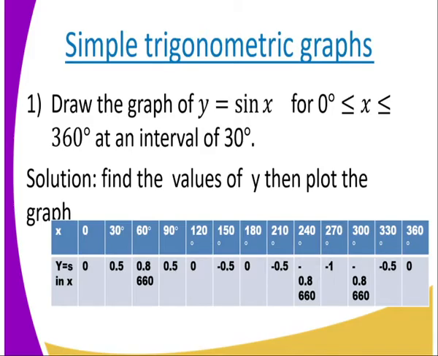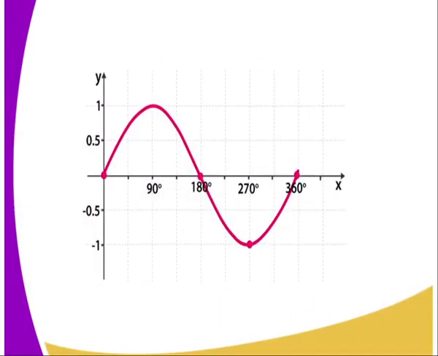From there, we plot the values, then we join them. It is the way it's supposed to be. You can see we have plotted the values and then joined the lines. That is the kind of graph, and it's supposed to be marked y is equal to sine theta.